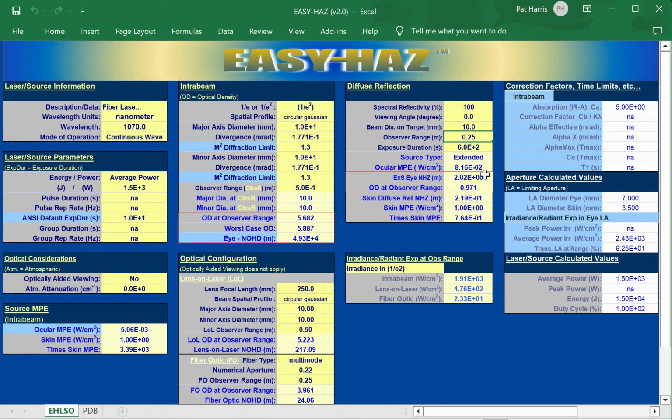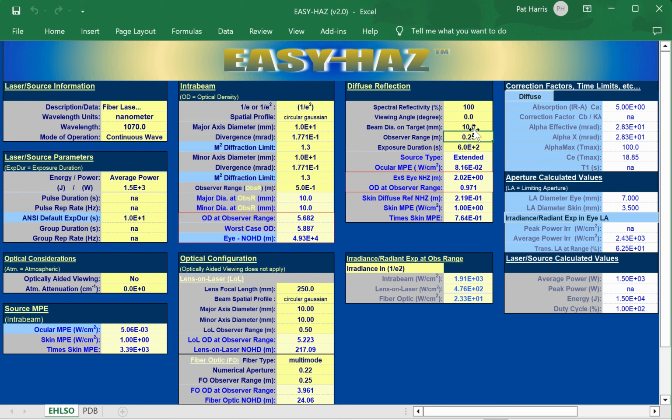And if we'd like some information about the extended source factors used, we can come over here to correction factors and time limits, click the intrabeam, and we get diffuse, and we can see some of the extended source values that are intermediate values used to determine this MPE. Now, I won't get into extended source. That's for a discussion at another time.